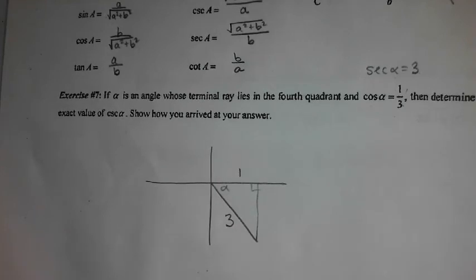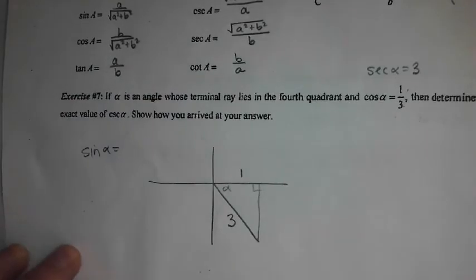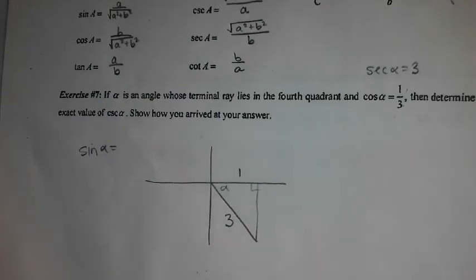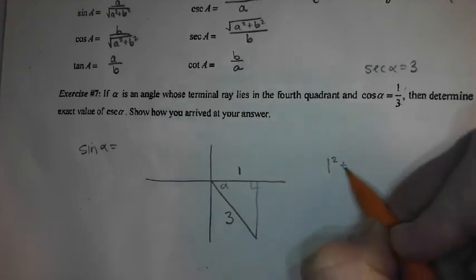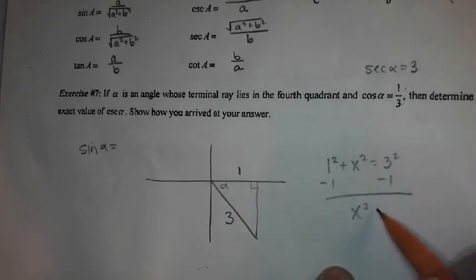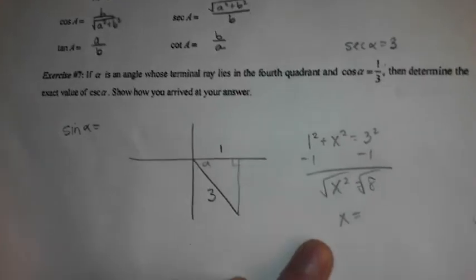And now they do want the value of cosecant, which is essentially the sine flipped. So we will find the sine. What do we have to do first, though? Pythagorean theorem, 1 squared plus x squared equals 3 squared. Subtract 1 from both sides. You'll get x squared equals 9 minus 1, which is 8. Square root both sides. You get x equals, is it plus or minus?